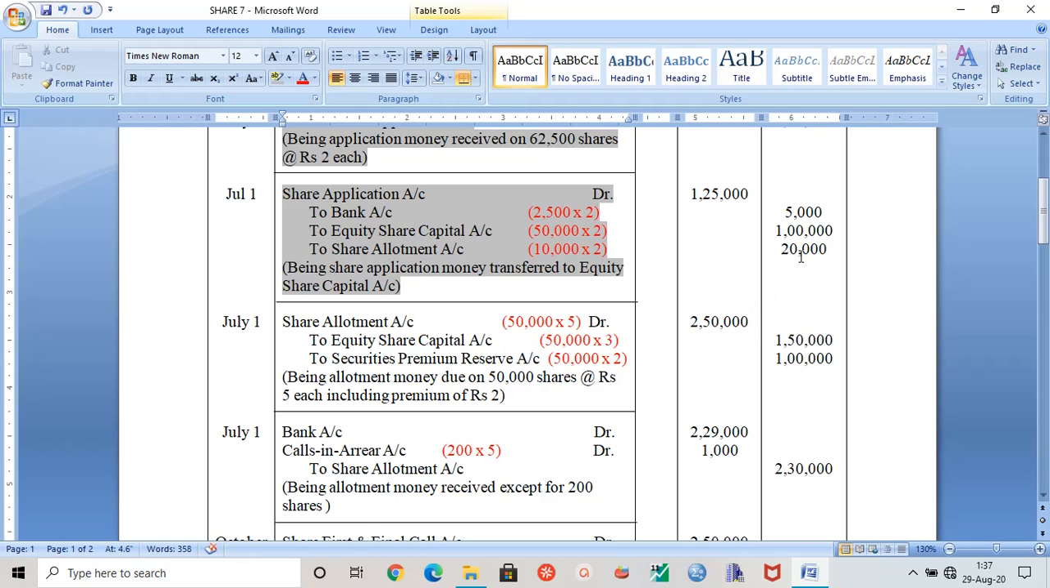Now you can see here, 2,50,000 is appearing towards the debit side, and in the credit side we already have 20,000. So how much should it be to match with this debit 2,50,000? It should be 2,50,000 minus 20,000. How much should it be? 2,30,000 share allotment. So this is what is called your pro rata adjustment. This is your pro rata.